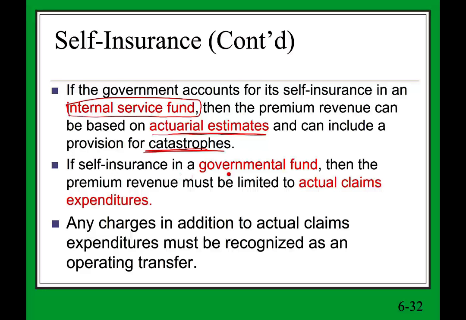Now if the self-insurance is in a governmental fund, then the premium revenue must be limited to the actual expenditure. So what do they consider revenue? Only the actual expenditure. Whatever they incur as expenditure, they would record as revenue. And any charges in addition to the actual claim must be recognized as an operating transfer.